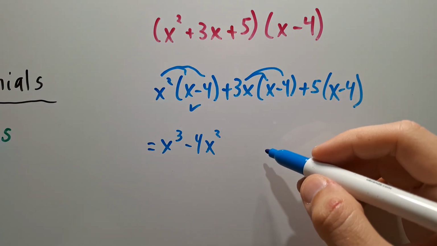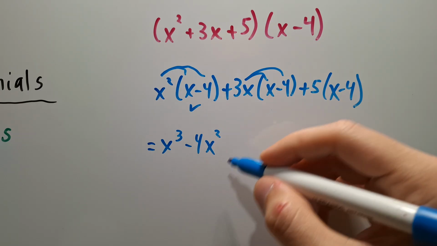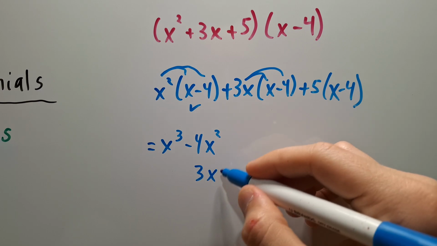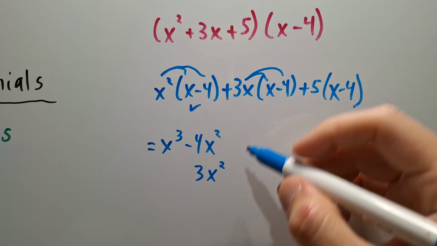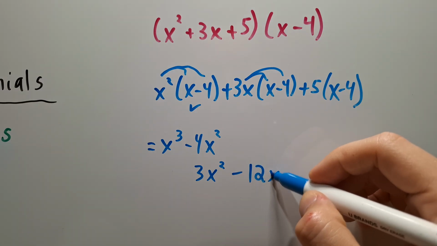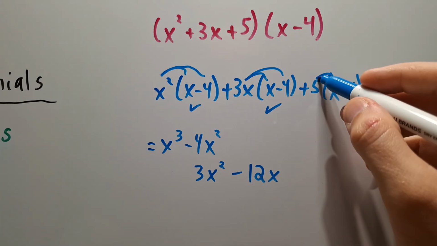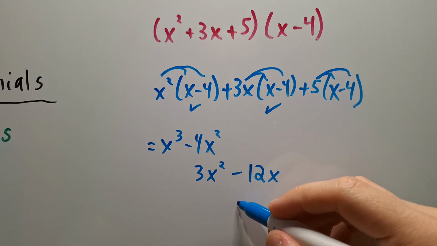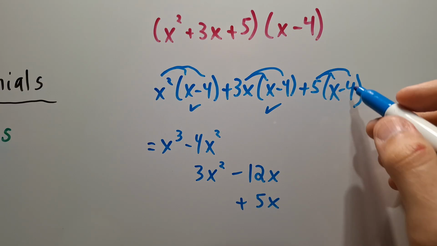I'll do the same thing I did in the last one, where I'll align any like terms that I see vertically. So 3x times x gives me 3x squared, and that's positive. 3x times negative 4, this one's done. On to the last one. 5 times x, 5 times negative 4.